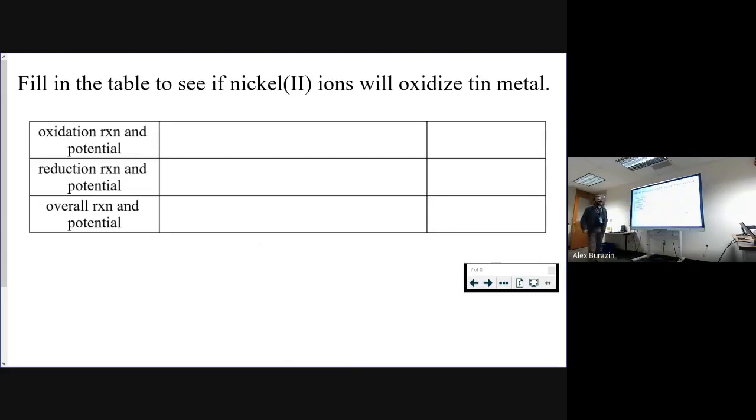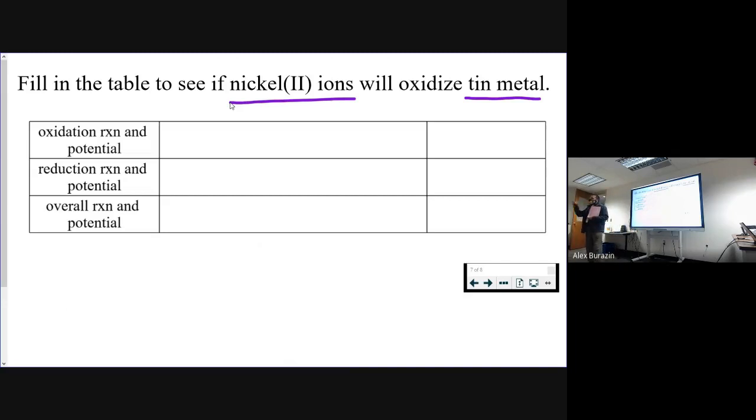Fill the table to see if nickel ions will oxidize tin metal. What we're looking for here is to have a reaction occur with nickel ions and tin metal. That's a good question. What I have provided for you are the reactants. This is a reactant. That is a reactant. In other words, I'm forcing you to pick the appropriate direction in both of your half reactions.